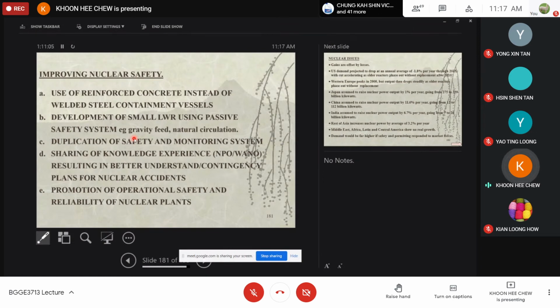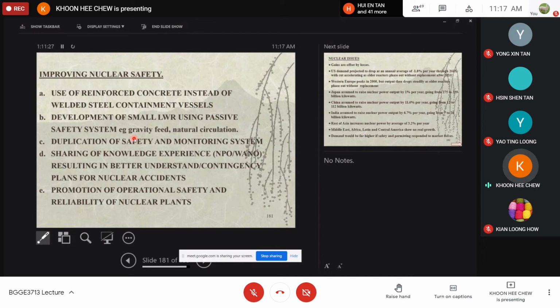Now in Malaysia, how many nuclear reactors do we have? Anyone knows? We have only one. That is in the Malaysia Nuclear Agency. It is a small one for experimenting purposes, for carrying out experiments and testing.